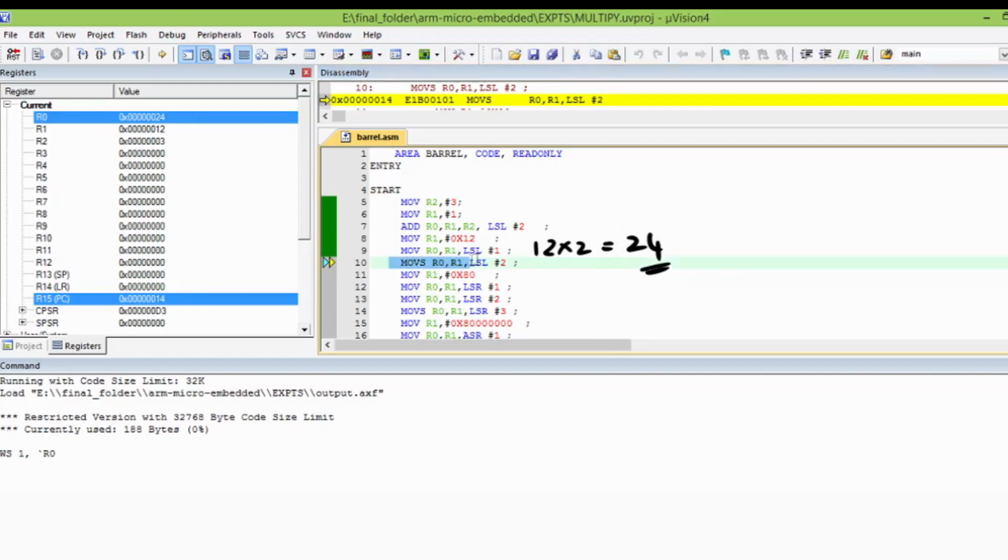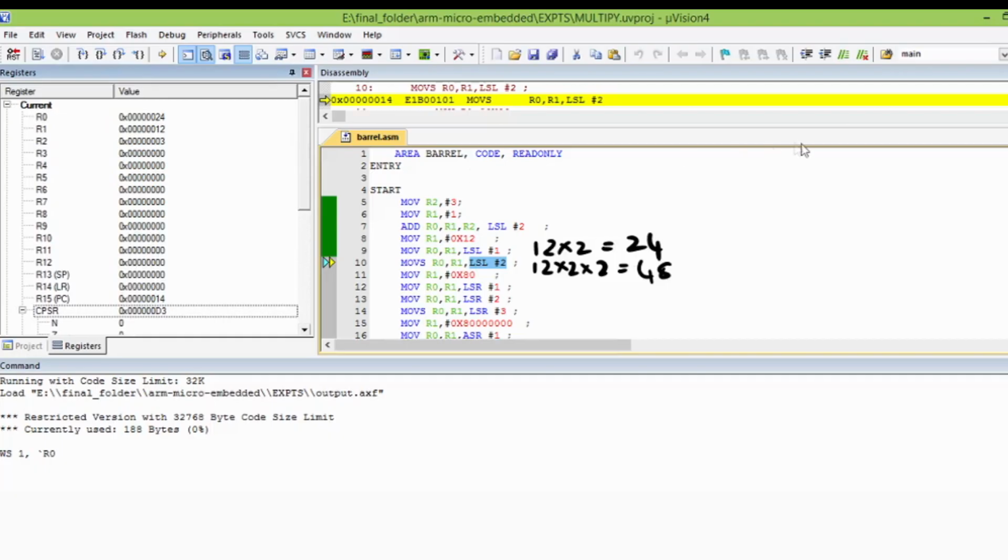Now what we are seeing is the content of R1, the original content, that is 12, is now multiplied by 4, because here logical shift left by 2-bit position is done, which is equivalent to performing 12 into 2 into 2, which is 48. So this answer should be stored in R0. One more thing we notice is here we have used MOVS, so we are setting the conditional flags based on the result.